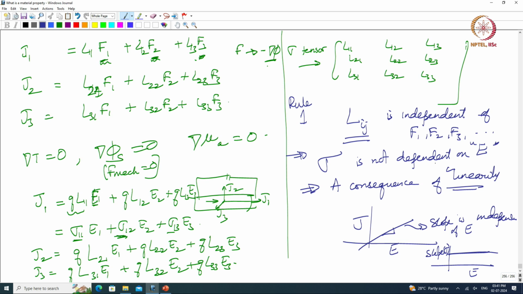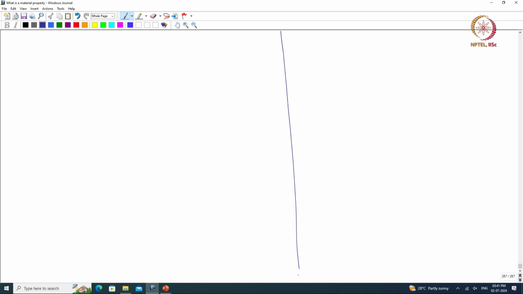So, this is a consequence of linearity. Now, let us not break linearity just for the sake of Onsager's response. In case of other equilibrium properties, we broke the linearity, we went to second harmonic generation, all these higher order properties. Here, let us not break the linearity. Rule 2: there is something called reciprocity. This is Onsager's genius.